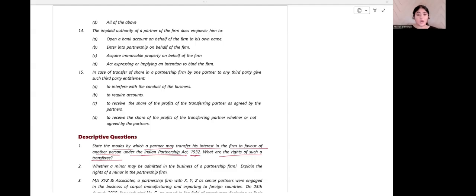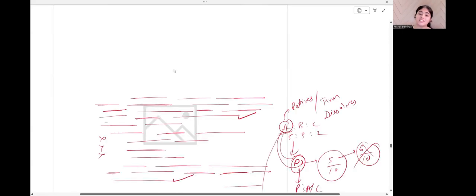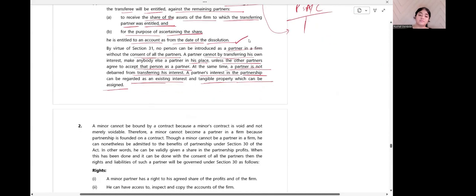So the next thing is whether a minor may be admitted in the business of a partnership firm. Explain the right of a minor in the partnership firm. Yes, you people tell me what is the situation here. Whether a minor can be admitted as the partner of the firm. For receiving benefits, a minor can be admitted only for the profits of the firm, right?